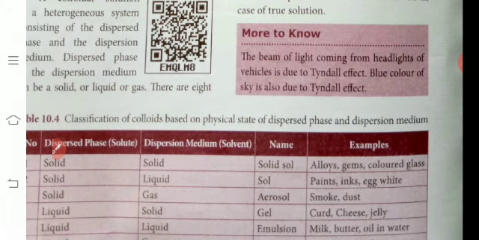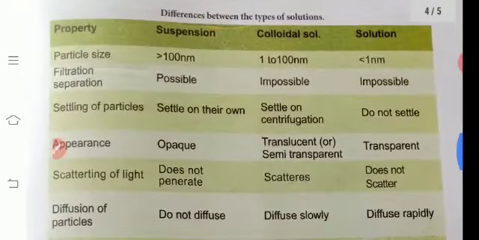More to know: the beam of light coming from the headlights of vehicles is due to the Tyndall effect. You see the headlights of vehicles; that light is the Tyndall effect. The blue color of the sky is also due to the Tyndall effect.